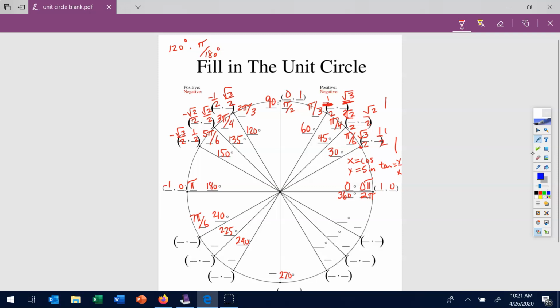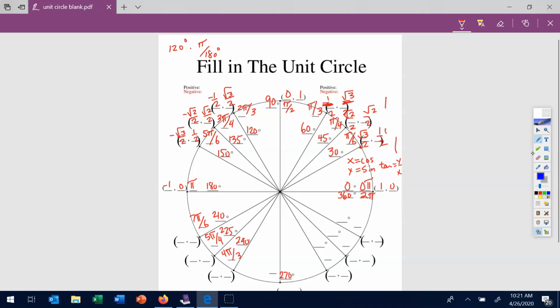Okay, so let's try another one. For this 225 degree angle, I'm going to go up here, and to get the radians, I'm going to do 4 plus 1, which is 5, over 4. Okay, pretty easy. Here it's 3 plus 1, 4 pi over 3. Okay, so we got the degrees, we got the radians.